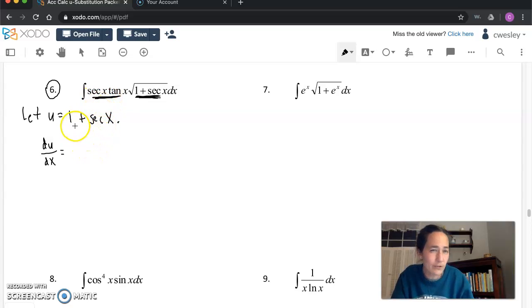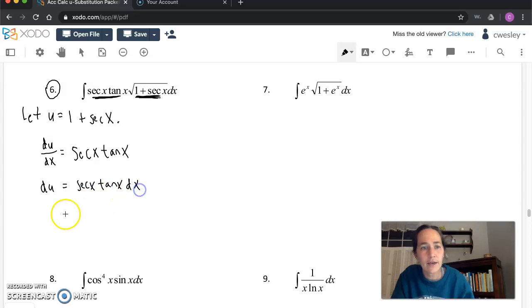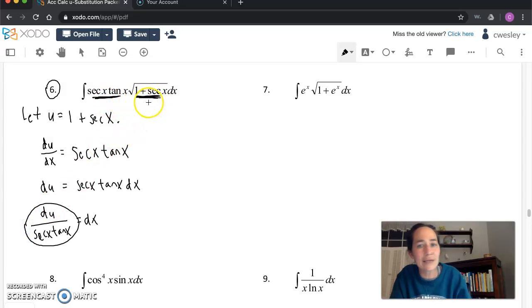Its derivative: 1's derivative is nothing. Secant's derivative is what you have outside. It's secant of x, tangent of x, like that. And du equals secant x, tangent x, dx. And we can solve that for dx. Du over secant tangent equals dx. The toughest choice was just figuring out what u should be. And a big deal here is you're not making it just the secant, you're making it everything that was inside of that radical. And we can plug back in now.